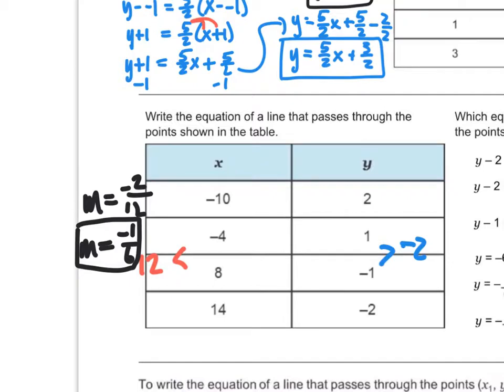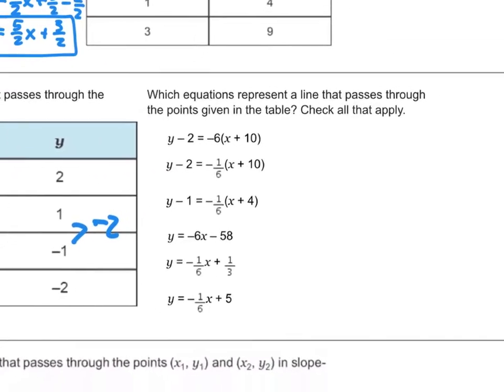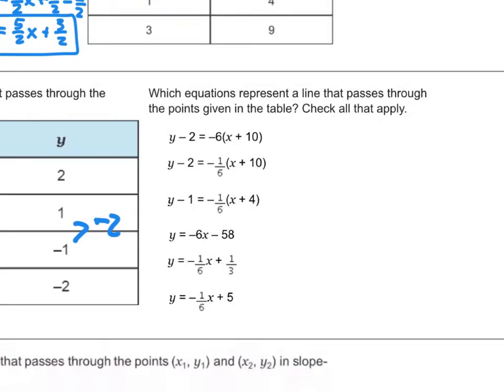As a result, we need to figure out which one of these has a slope of -1/6. I'm going to cross out all the other ones that don't have it. And so we've got those.